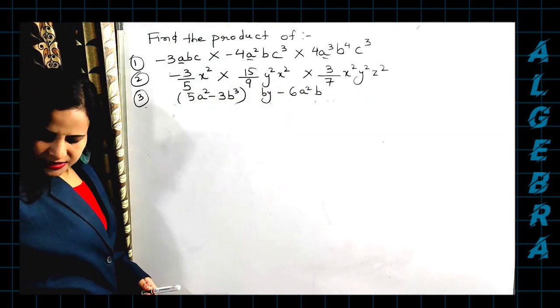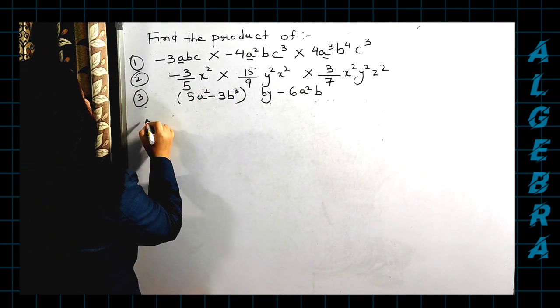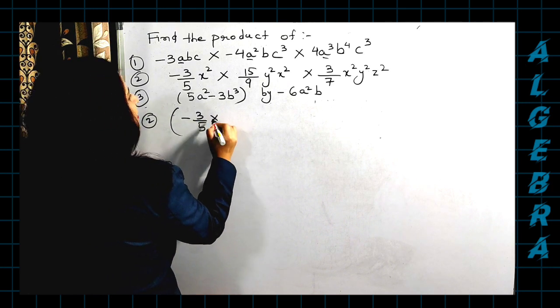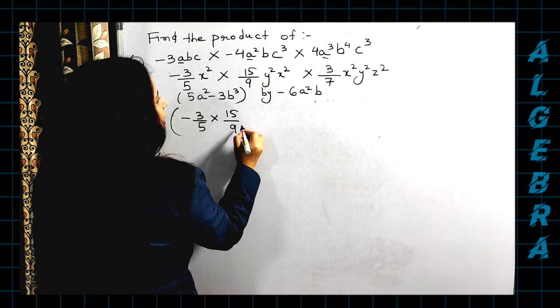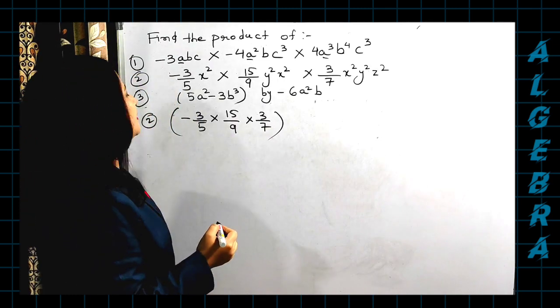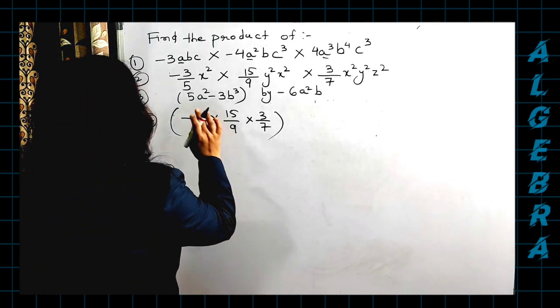The second question is asking you to multiply these three. Okay, so let us again separate the number part here: minus 3 by 5 multiplied by 15 by 9 multiplied by 3 by 7. I have just separated the numerical coefficients. Now let me write the literal coefficients.